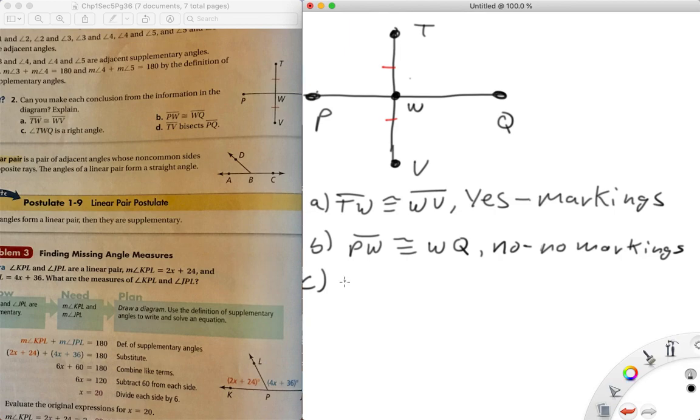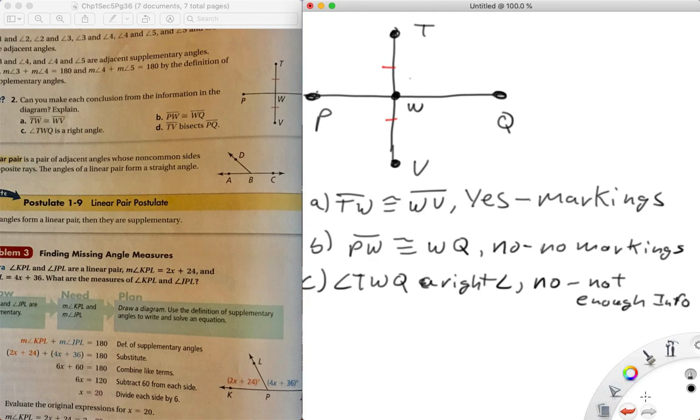C, is angle TWQ a right angle? I'm going to say no. I don't have enough information. So no, not enough information. I don't have anything that tells me that it's 90 degrees.